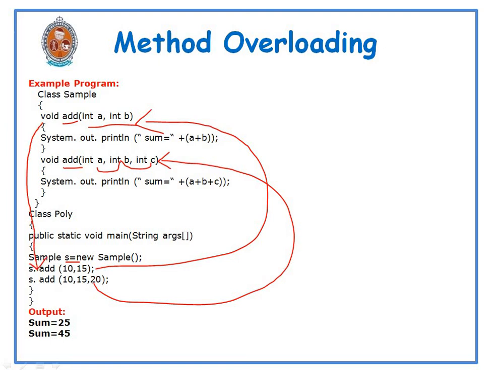After that we have another method call, having three parameters. Then the control is transferred from the calling method to the called method, and the actual parameters 10, 15, 20 are copied into a, b, c respectively, and all three variables are added, that is 10 plus 15 plus 20 is 45. After performing the definition of this method, the control goes back to the calling method. So finally we get the output sum equals 25 and sum equals 45.